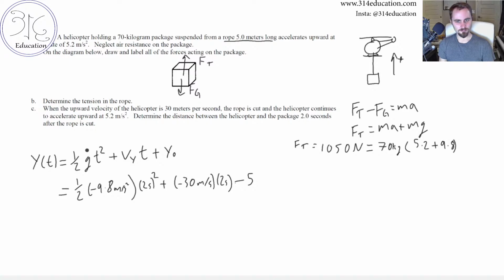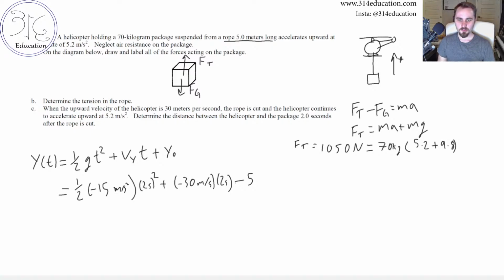Oh, just kidding. We totally do, because the helicopter is still moving up at 5.2. So they're separating at a rate of 5.2 plus 9.8, which is, again, 15. Those are in opposite directions. They're splitting up quicker because the helicopter's going up and the package is going down. I'm glad I went over that because I would have totally missed that.